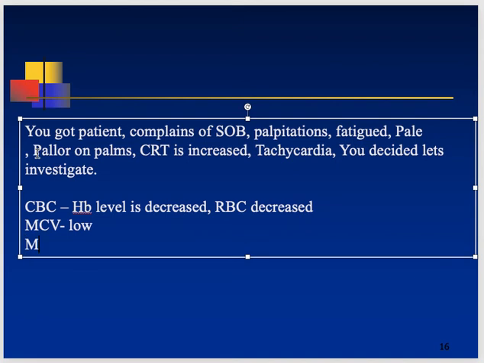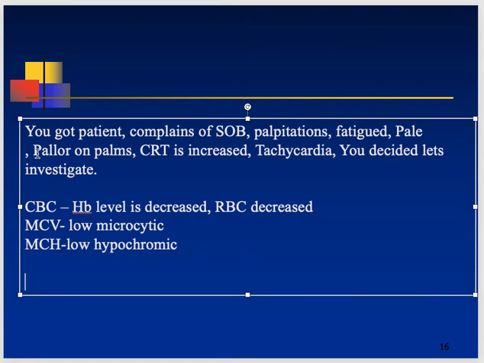And you check the MCH, mean corpuscular hemoglobin. You found that this one is low as well, which means the cells have less hemoglobin. Less hemoglobin means what? Pale cells, pale RBCs. So this is microcytic, and this one is hypochromic, the color is less. So you say, okay, this is microcytic hypochromic type of anemia.